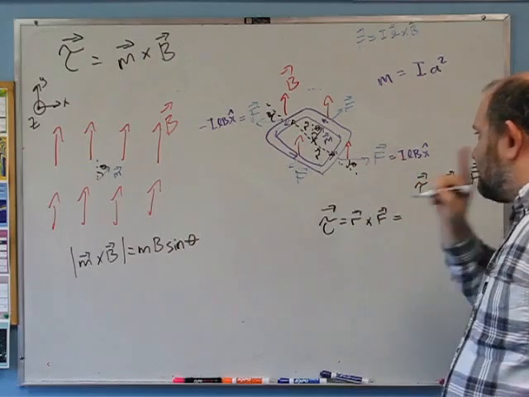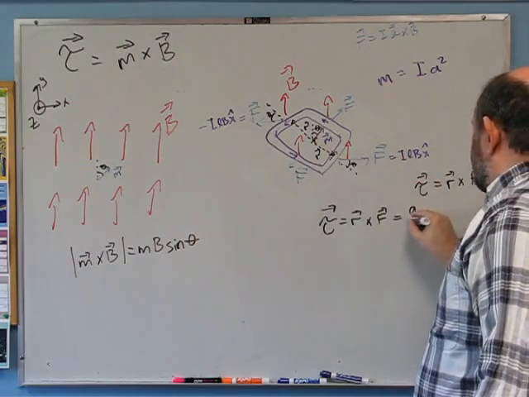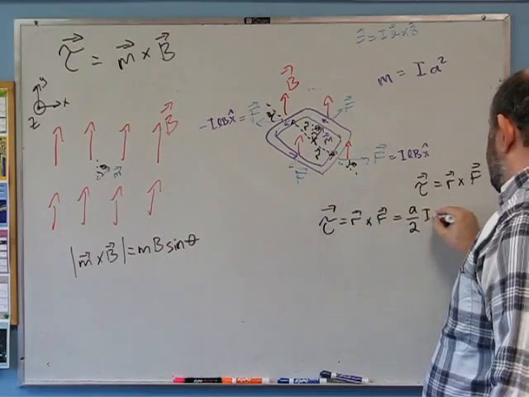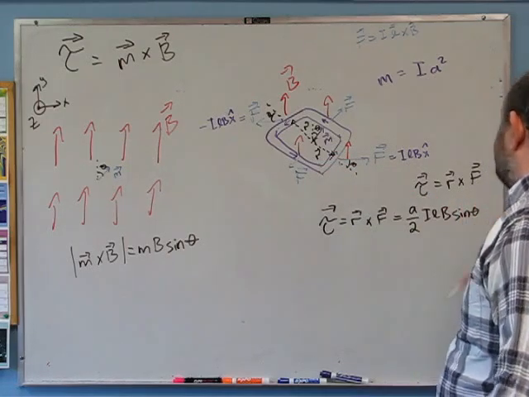First of all, I'll do the magnitude first and then I'll worry about the direction. So this R here is A over 2, okay? And then F is ILB, and then we have sine of the angle between them. So that's the magnitude of it.